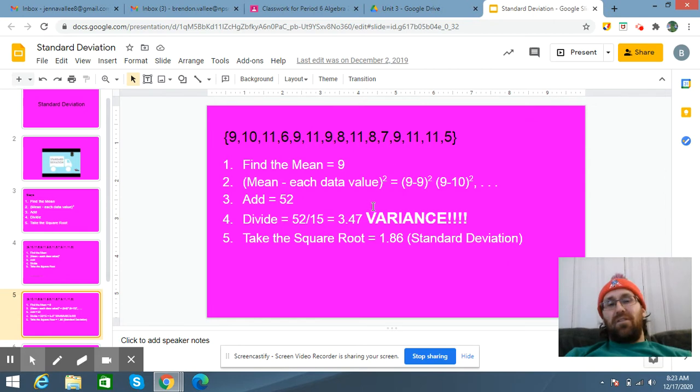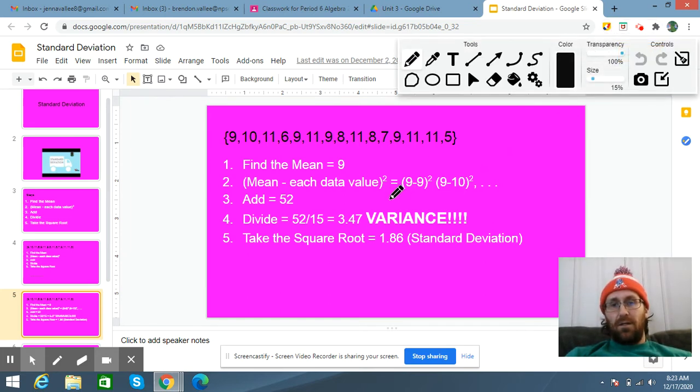This number is called the variance. Okay, it's another important number. But the number we're really trying to find is the standard deviation. So we take the square root. And on your calculator, that's this button right here, a little like check mark. The square root of 3.47 is 1.86.